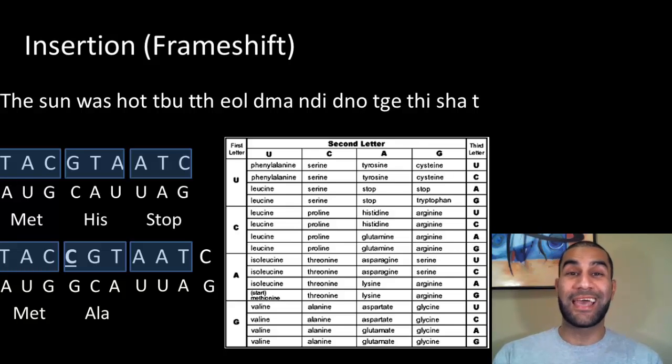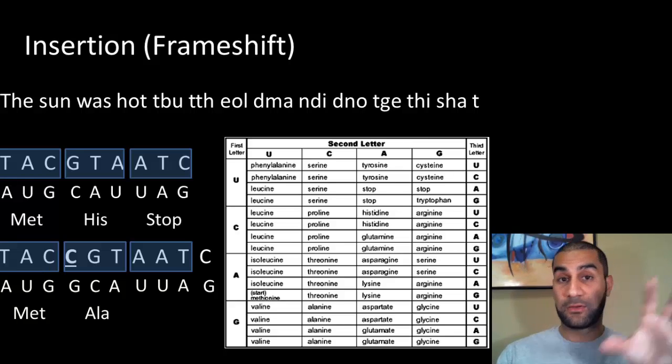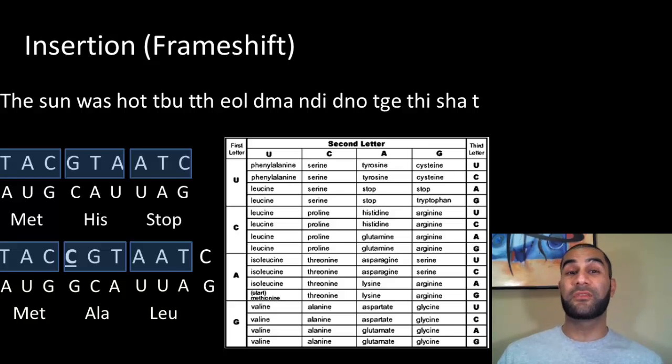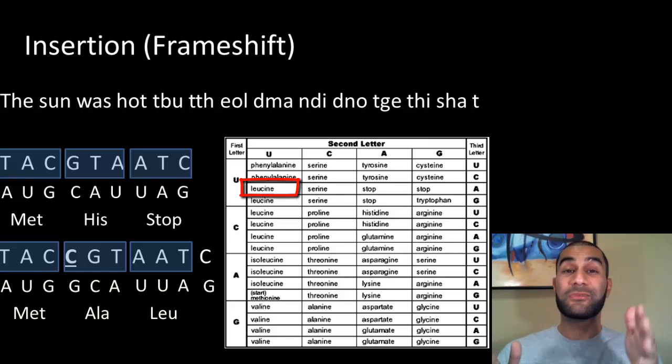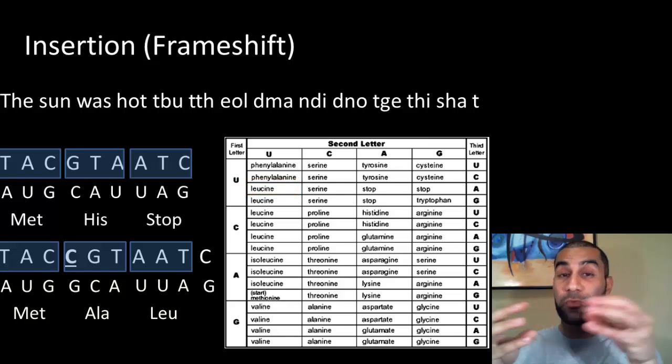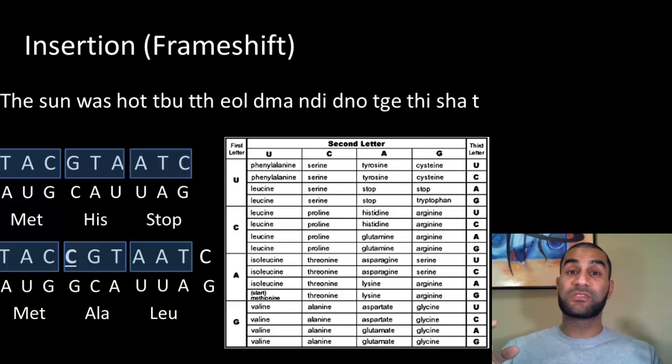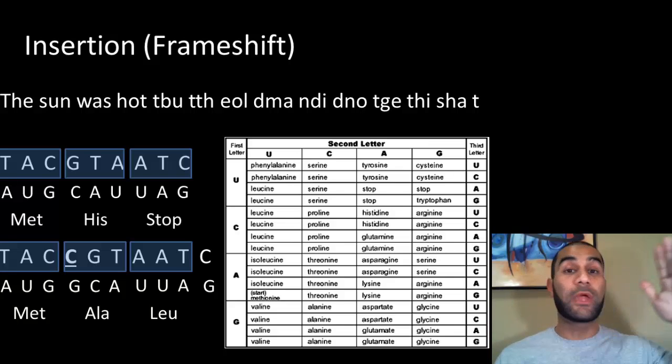What typically tends to happen is, because of the shift like you see here, instead of the UAG reading for a stop, which meant no more amino acids are made and that shut off the protein, now it's coding for another normal amino acid, in this case a leucine. So the sequence is now going to be continuously read. And that means more amino acids are going to add on than are supposed to until another random stop codon is reached later down the line.